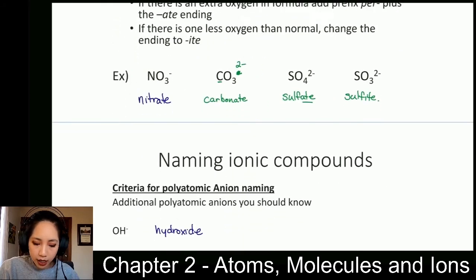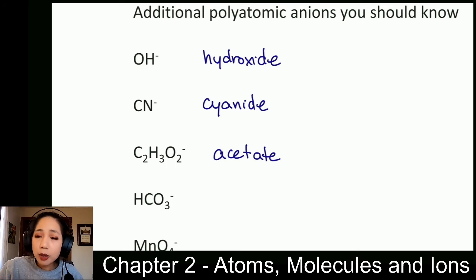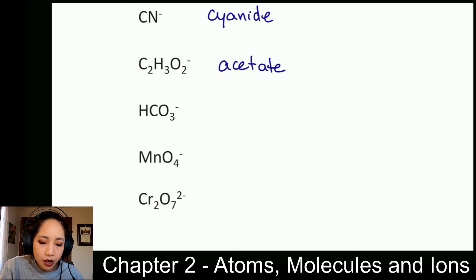All right, are we going to practice some naming? Okay, so other polyatomic anions that you should know. Again, polyatomic just means more than one atom within the anion formula. So it's not monoatomic. So some other ones that you should know, OH minus, so that's an oxygen and hydrogen together, overall minus charge. This is hydroxide. CN minus, cyanide. C2H3O2 minus, this is called acetate. HCO3 minus, this is bicarbonate.